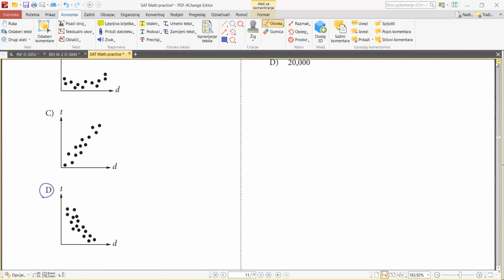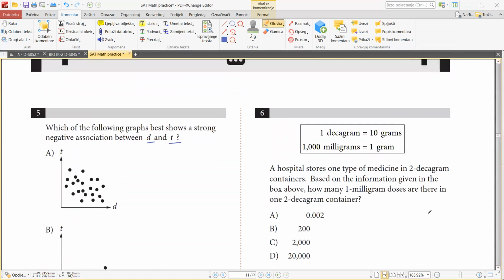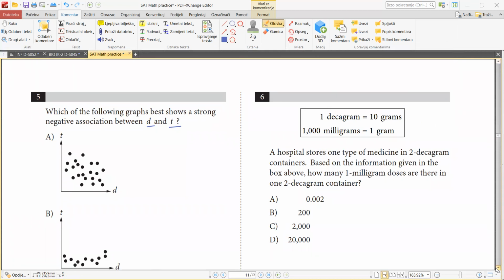Next one is question number 6 here. A hospital stores one type of medicine in 2 decagram containers. Based on the information given in the box above, how many 1 milligram doses are there in one 2 decagram container?